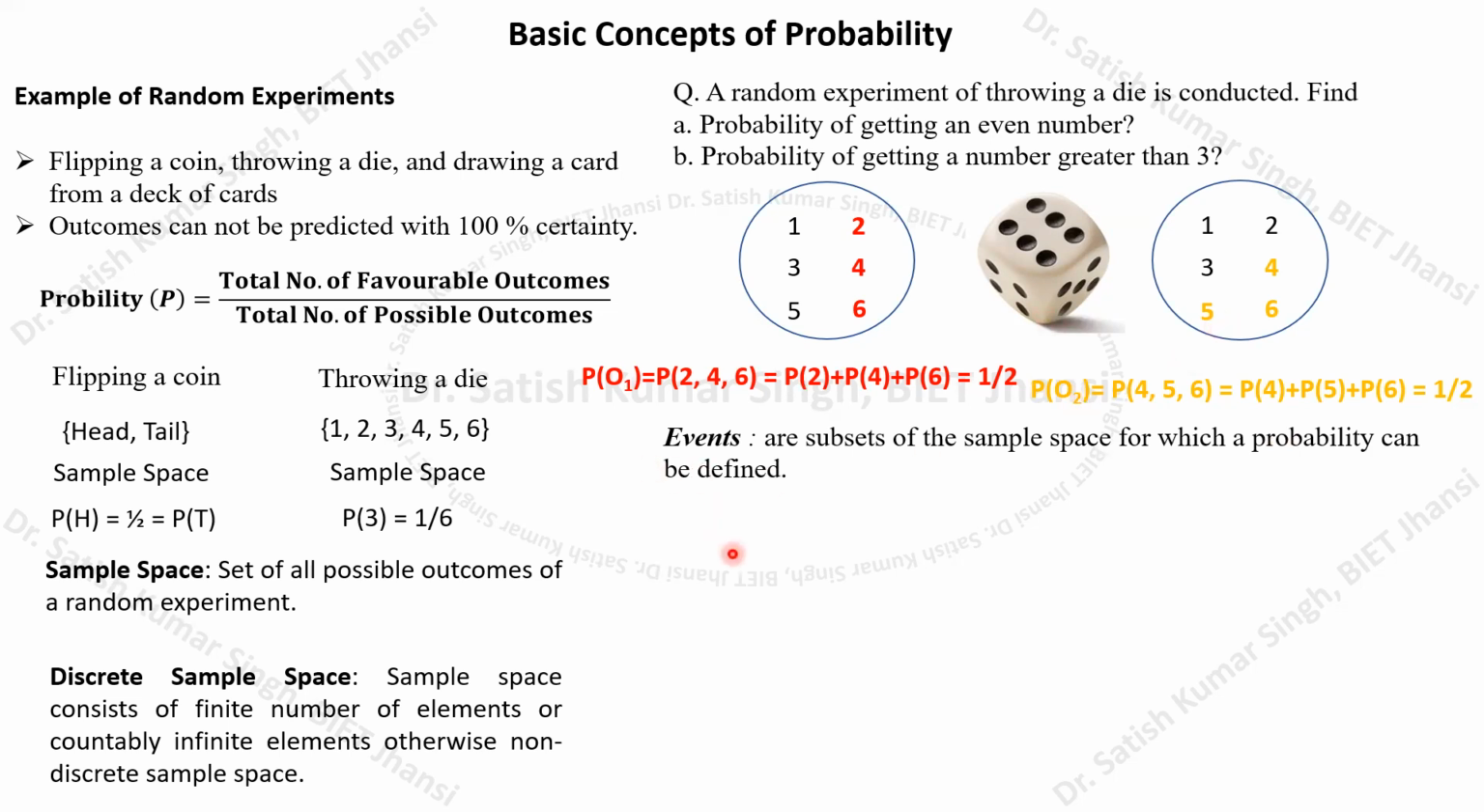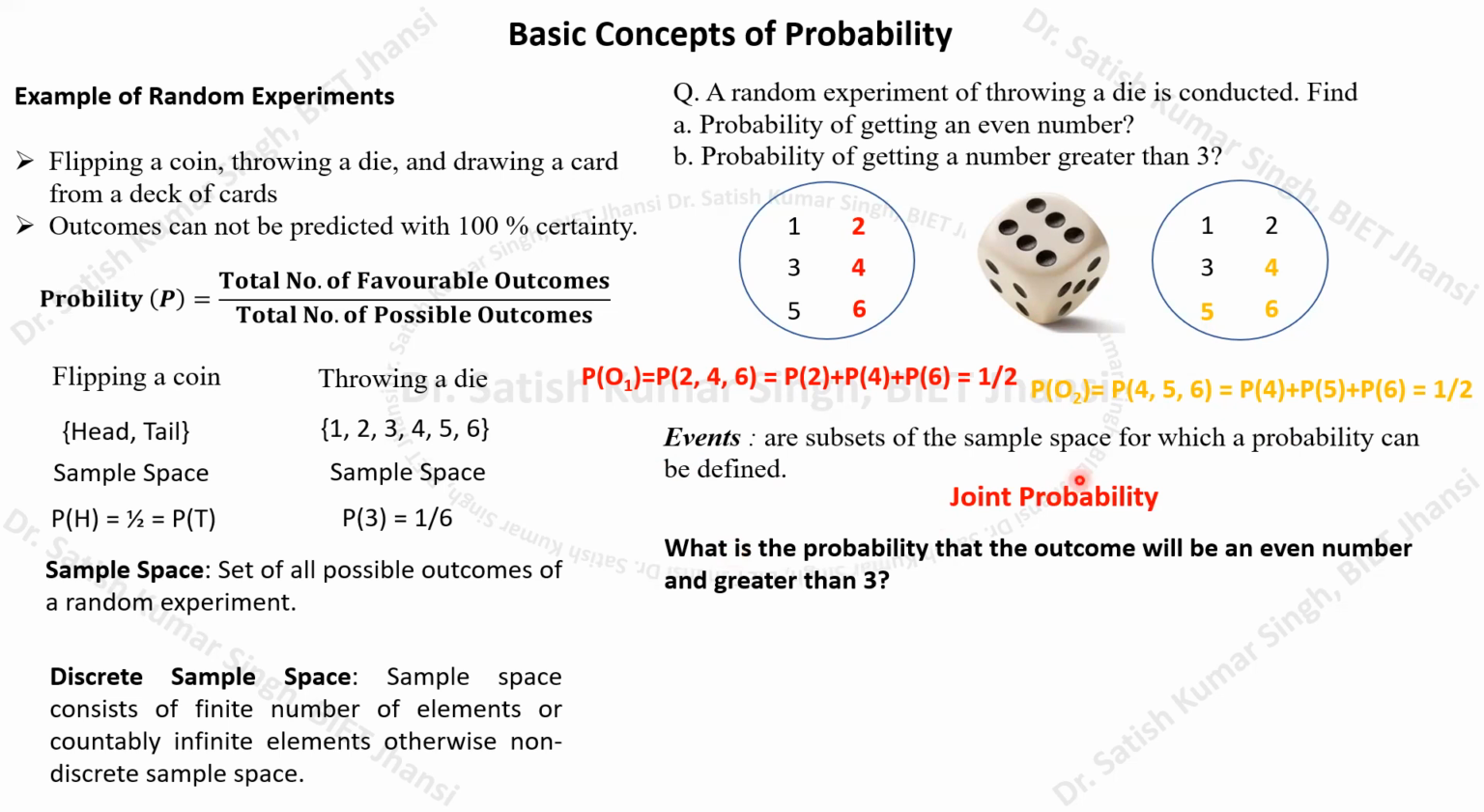So now we can define the joint probability. What does joint probability mean? To understand it, try to understand this question: what is the probability that the outcome will be an even number and it will be greater than 3? Here I want to know the probability in this particular experiment that the outcome will be an even number as well as greater than 3. It should be greater than 3, first of all, and it should be an even number. So we can see that 4 and 6 are the only possible outcomes, right?